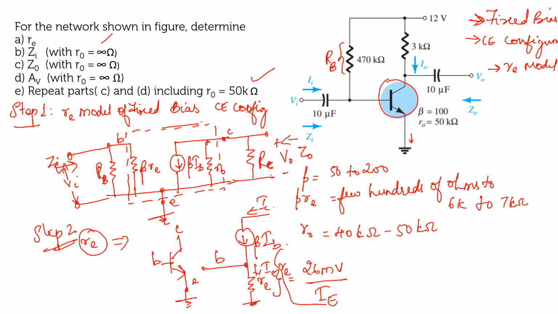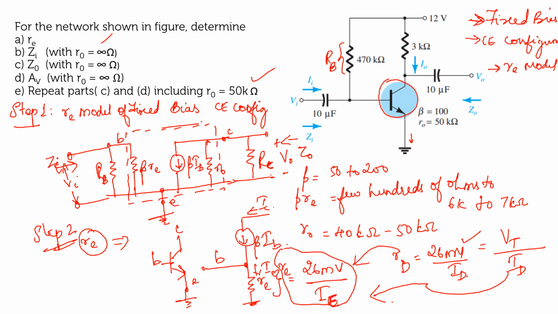Now this re is given by 26 millivolt divided by the current IE, because the current flowing across the emitter is IE, and this is nothing but the DC current, not the AC current. You know the diode equation rD is equal to 26 millivolt divided by ID. Now this is reconfigured into resistor re because it is towards the emitter. What is this 26 millivolt? It is equal to VT, the thermal voltage at room temperature, and the diode current ID is replaced by IE. So this is how you get the equation re equal to 26 millivolt divided by IE. Hope you now have an idea of the formula.